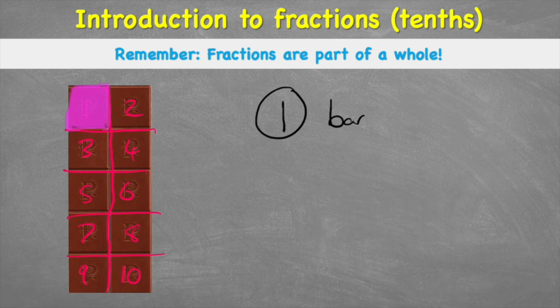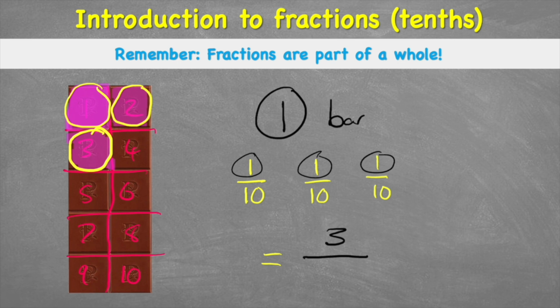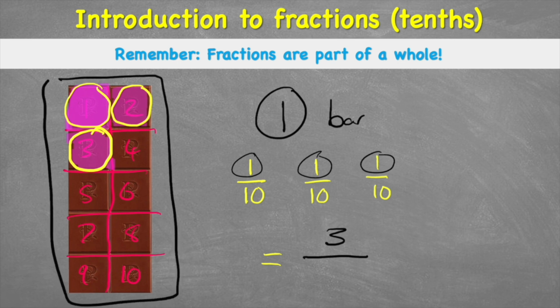So what would I have if I actually shaded another couple of these sections up? Well, I had 1/10, this one here. Then I had another 10th, and then I had another 10th. So altogether, I have what? Well, I can see I have 1, 2, 3, and we still have 10 sections to our chocolate bar, so my denominator is still 10. So here I have 3/10.